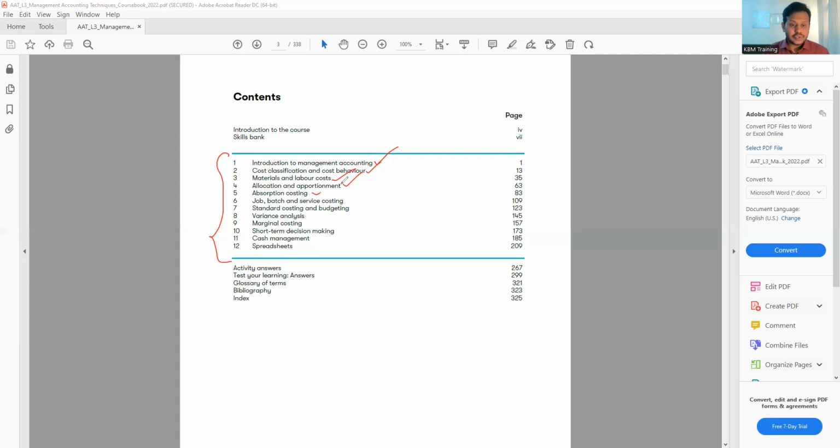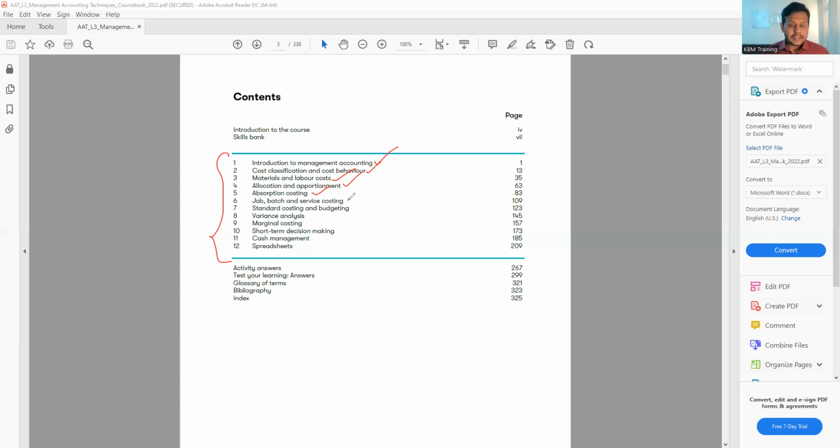Then we have absorption costing. This is one of the methods of allocating cost to the cost unit. When we have costs, for example variable cost and fixed cost, and we add all the costs, we have methods to follow in order to identify the total cost. We have the absorption costing method, the marginal costing method, and the activity-based costing method. We're going to see all of these costing methods in this course, but in chapter 5, we're going to see absorption costing and how it works.